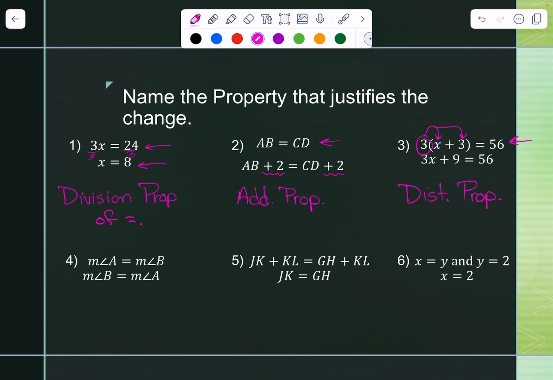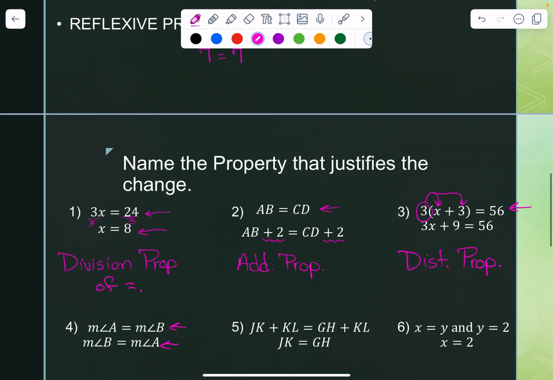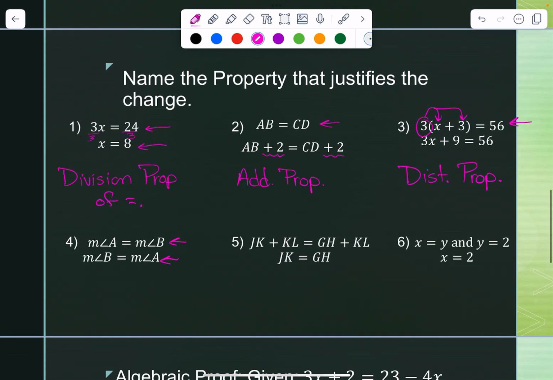Okay, here on number 4, they tell me the measure of angle A is equal to the measure of angle B. That's the original statement. That's the given. And then they take and they flip it around. Measure of angle B equals measure of angle A. Now, when we look back, that is the symmetric property.